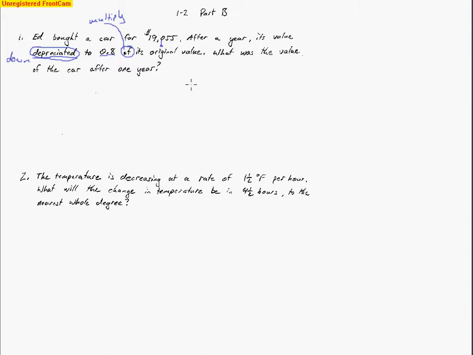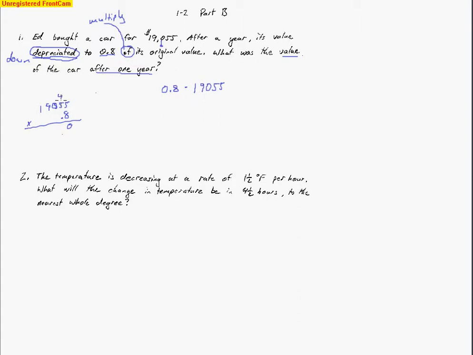So really all I'm doing, since they want to know what the value of the car is after 1 year, is taking that 8/10 and multiplying, using the dot for multiplication, by 19,055. So let's go ahead and do that multiplication. I'm going to rewrite that number, 19,055, multiplied by 8/10. And I go ahead and start the multiplication.